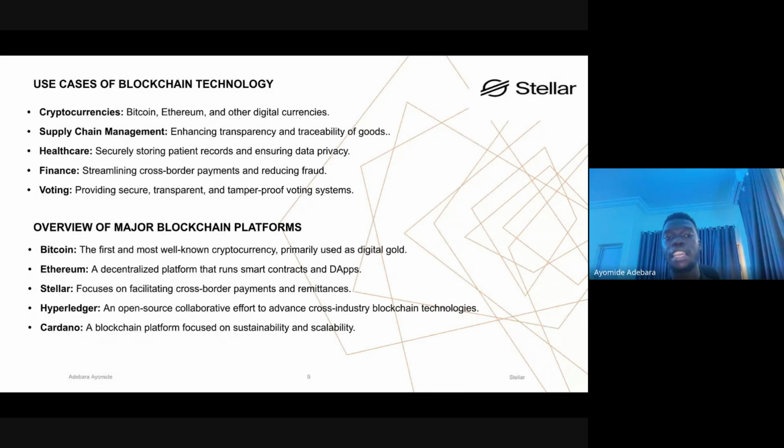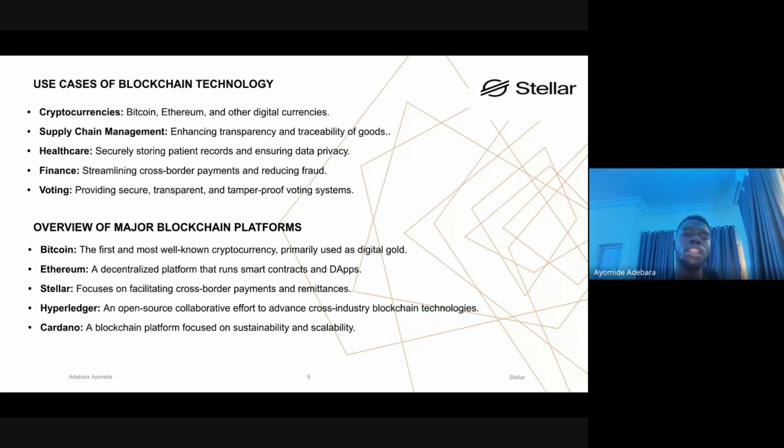Now, another one is supply chain management, enhancing transparency and traceability of goods. Imagine you build an application whereby goods coming into the company are recorded, and as these goods move from one place to another, it is also recorded there. Everybody can see that this good is at this point at this particular time, and when it's leaving from here, it's going to this particular place. So that's another use of the blockchain. Everybody can see that nobody is stealing your stuff. It's moving from here to here, and it is here at this particular time.